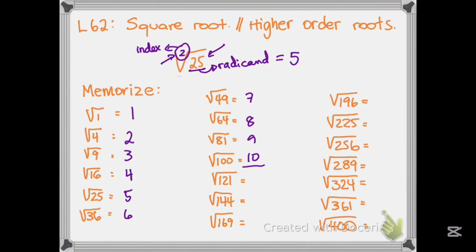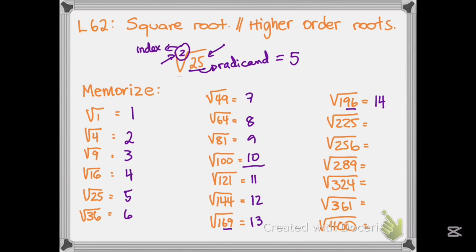Now the square root of 121 is 11 because 11 squared is 121. The square root of 144 is 12. The square root of 169 is 13. The square root of 196 is 14. Now notice this is very fun because the 69 and the 96 is backwards, so it's very easy to remember.